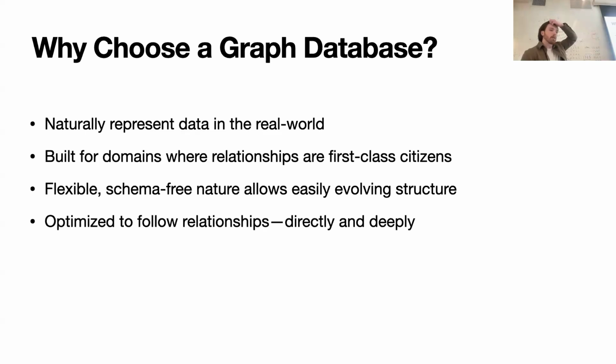And lastly, and we're going to cover this in a little more detail, it's optimized to follow relationships directly and deeply. So if we're interested in how our data is connected across multiple relationships, we want to follow the edges of our graph. An example of this would be if we wanted to know the friends of someone's friends in a social network, following the relationships directly and deeply. This is really, really good in graph databases. In a relational database, not so good.